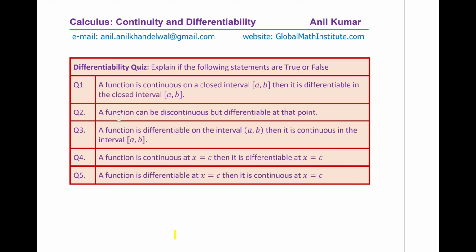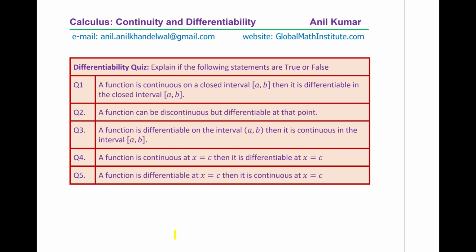Question number 2 here is, a function can be discontinuous but differentiable at that point. Is it true or false? Question 3. A function is differentiable on the interval AB, then it is continuous in the closed interval AB. Is this statement true or false? Question number 4. A function is continuous at x equals c, then it is differentiable at x equals c. Whether it is true or false.